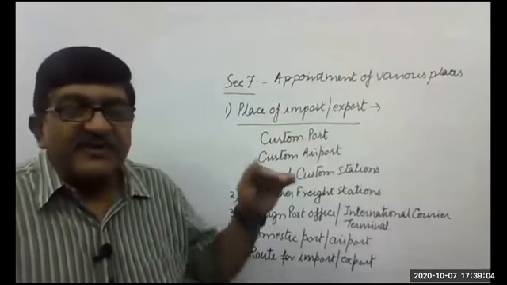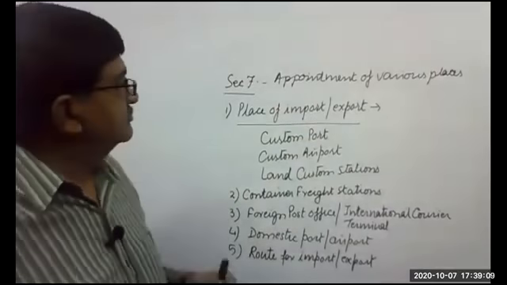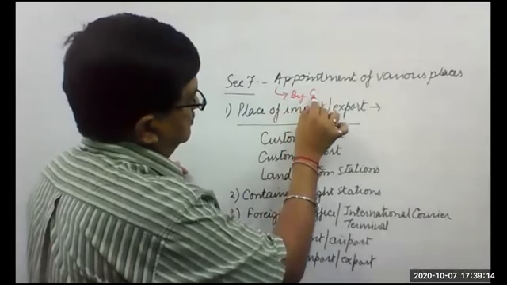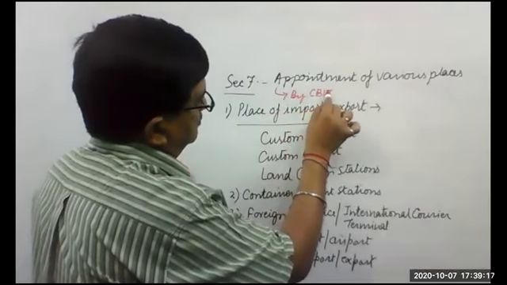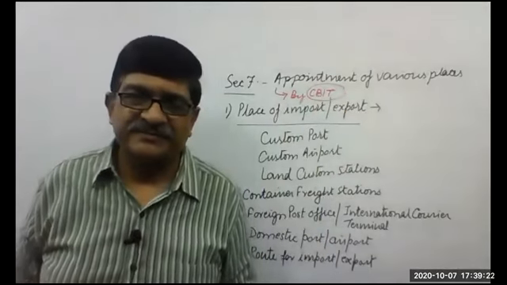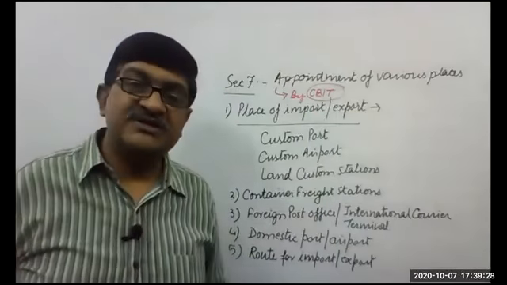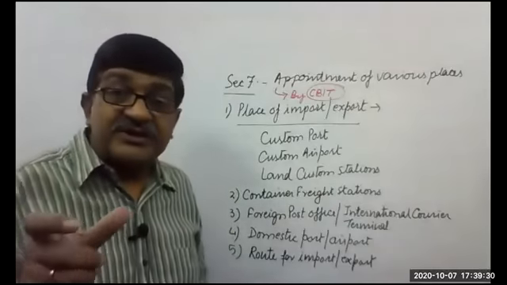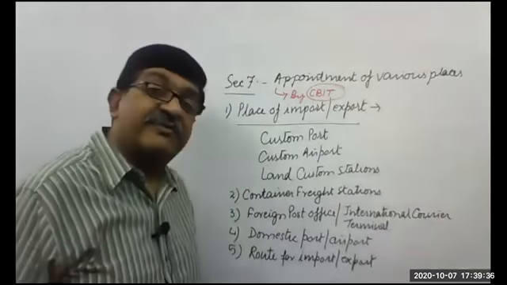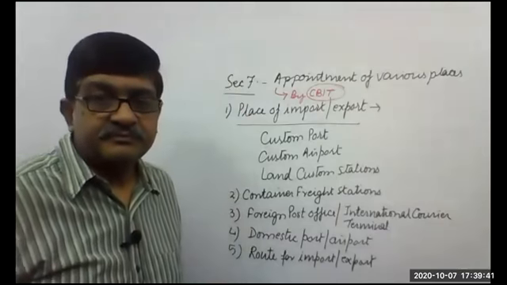So all these places are appointed under Section 7. Who makes the appointment? Central Board of Indirect Taxes. Okay. So all these places are appointed under Section 7. Now, Section 8 is slightly narrow as compared to Section 7. Let me explain, then we will refer to what is there in Section 8. Is this portion clear? Yes, sir.